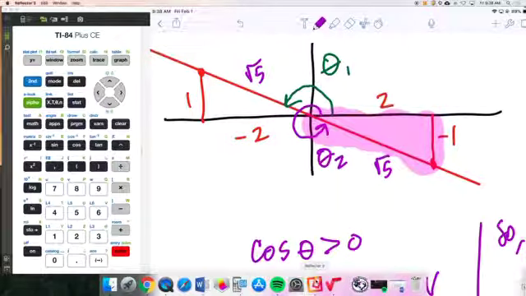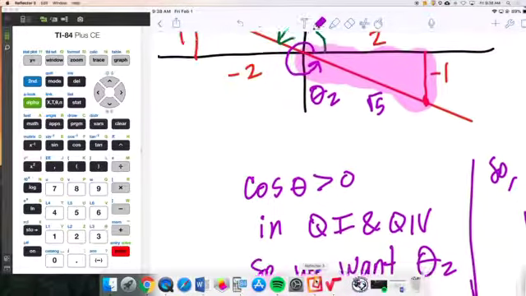The other clue was that cosine of the same angle was positive. Cosine is x over r. R is always positive. So if cosine is positive, it's because x is positive. And x is positive to the right of the y-axis. And so the only one of the two options that's to the right of the y-axis is the one I labeled theta 2. So our angle theta does terminate in quadrant 4. And that's the one that I highlighted there, okay?